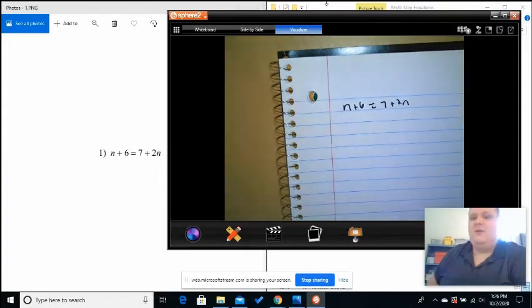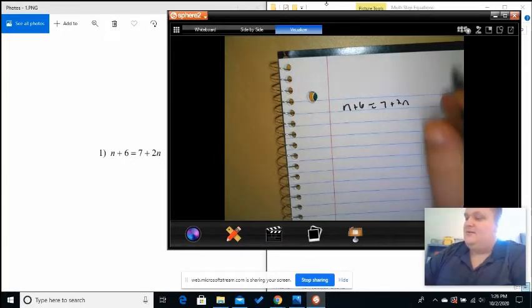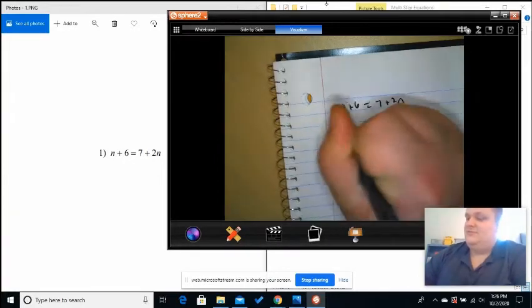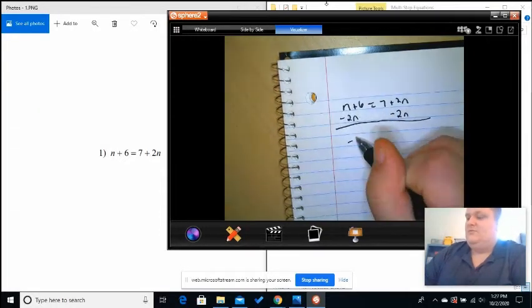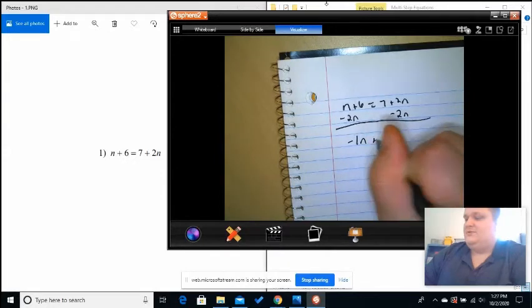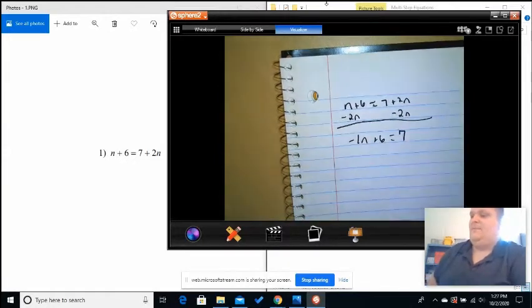You want to get your variables on one side, your numbers on the other. I'm going to put my variables on the left side. So subtract 2n on both sides. n - 2n would be what? Negative 1n + 6 = 7. Okay, so now we have -1n + 6 = 7.